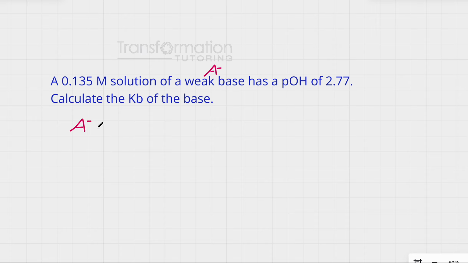So our base gets together with water and it will produce its conjugate acid, which is HA, so one hydrogen more, and OH minus. A base will make OH minus, and this is just an equation that you can memorize. Whenever a weak base dissociates in water, it produces its conjugate acid and OH minus. This is always the equation for the dissociation of a weak base.